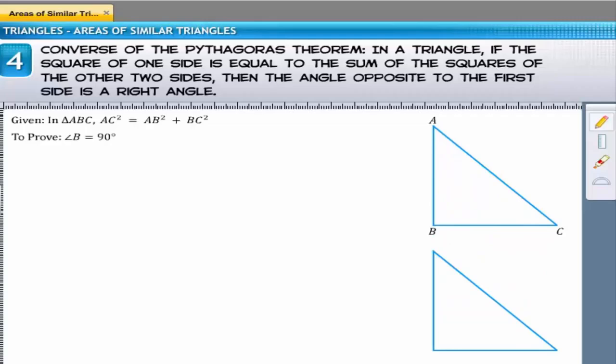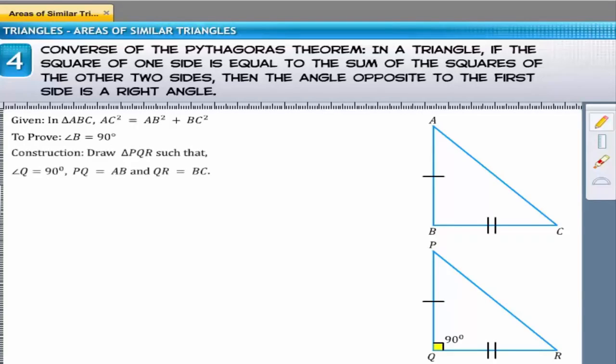Let's construct a right triangle PQR with a right angle at Q such that PQ is equal to AB and QR is equal to BC. By the Pythagoras theorem, in triangle PQR, PR square is equal to PQ square plus QR square. This is because angle Q is equal to 90 degrees.